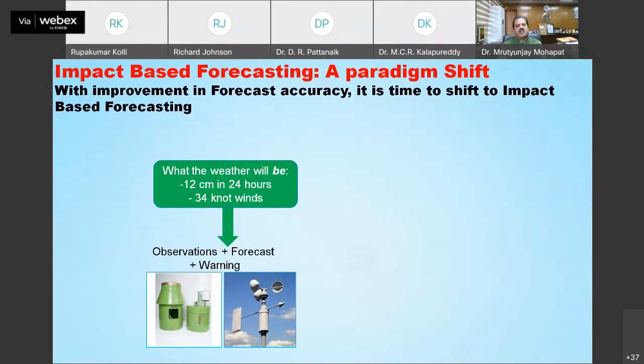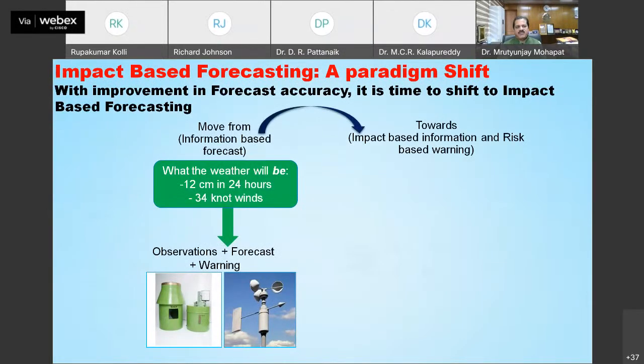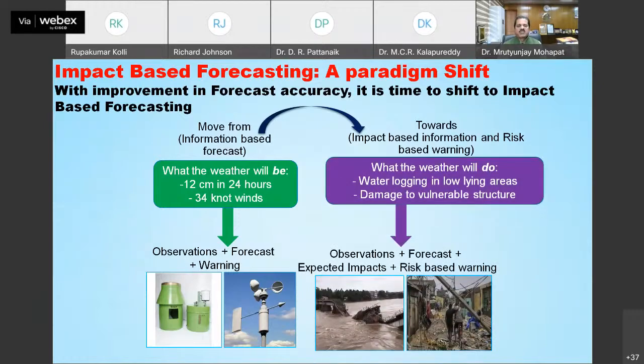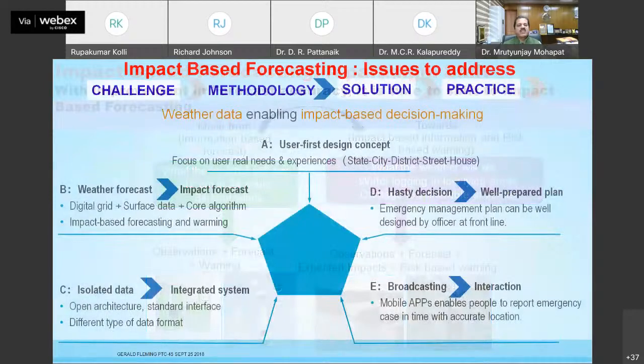Now, considering all these things, what we actually want is a paradigm shift from simple forecasting to impact-based forecasting. So from information-based forecast to impact-based information and risk-based warning. For this purpose, we not only need observations, forecast, and warning, but also we need observations, forecast, expected impacts, and risk-based warning.